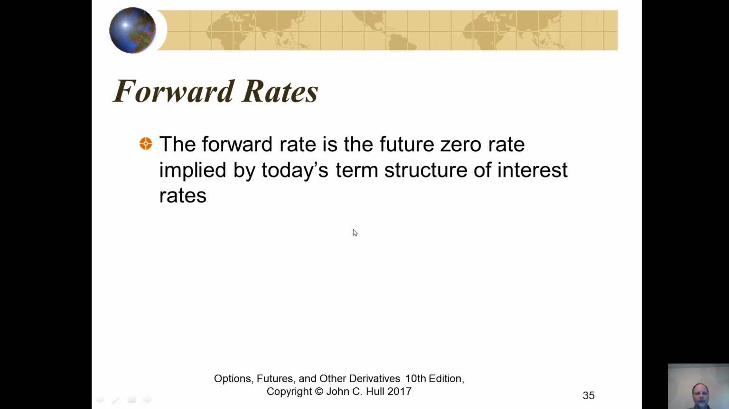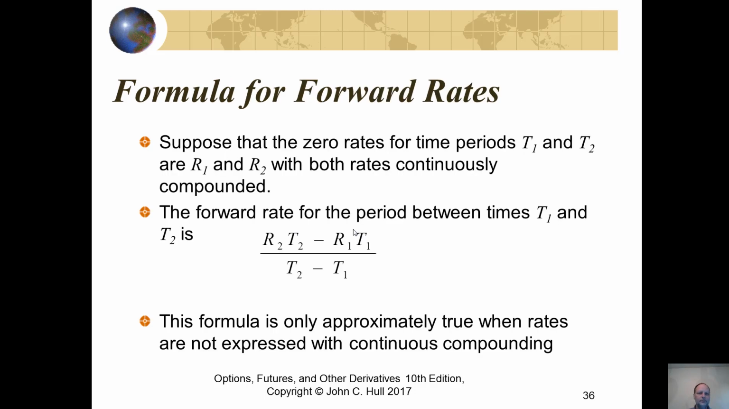The next interest rate type is forward rates. The forward rate is the future zero rate implied by today's term structure of interest rates, at least if you use the pure expectations theory of the term structure. Suppose that zero rates for the time periods T1 and T2 are R1 and R2, with both rates continuously compounded. The forward rate for the period between times T1 and T2 will be (R2 T2 minus R1 T1) over the difference between T2 and T1. This equation is derived in a separate Excel video that will show the calculations.